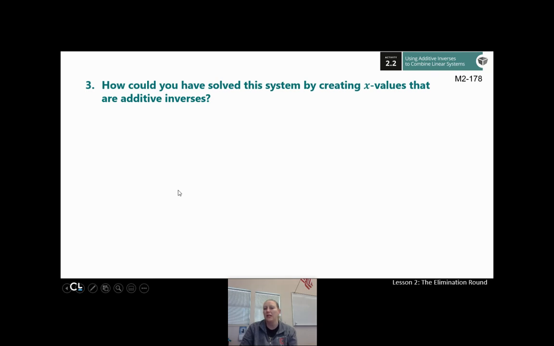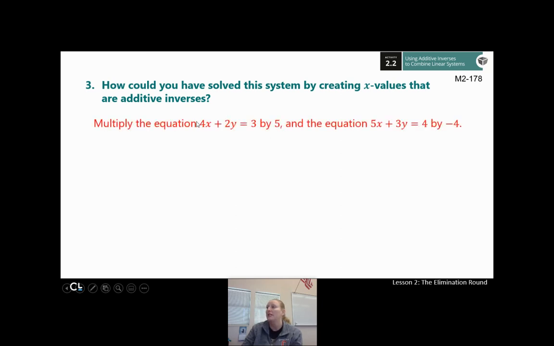So I noticed that the x's had coefficients of 4 and 5. And I thought, well, the least common multiple would be 20. So if I want my x's to be opposites, then I can take that first equation, 4x plus 2y equals 3, and multiply by 5, right? Because that would give me a 20x. And then the second equation, 5x plus 3y equals 4, I don't want to multiply by 4. I actually want to multiply by -4, because that will create a -20, and that would help me out. This would mean my coefficients of x would be additive inverses: this guy would be a +20, and this guy would become a -20.